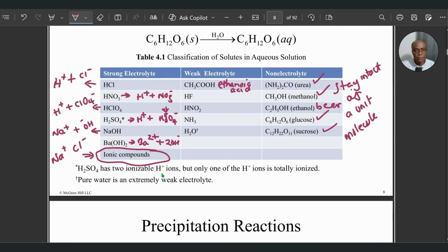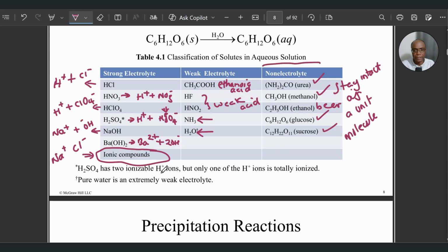Okay, so which is why ammonia is right there. These are weak acids. That's a weak acid. Okay. Water is also a weak electrolyte. It barely ionizes in itself.